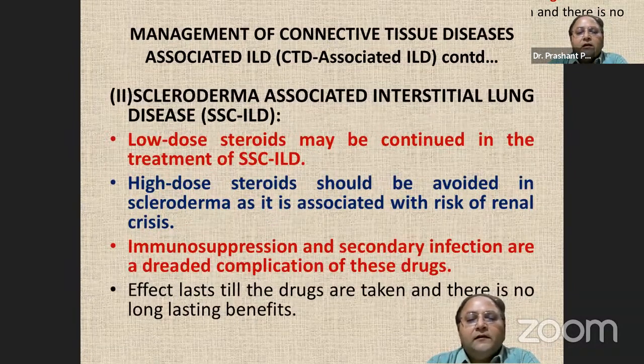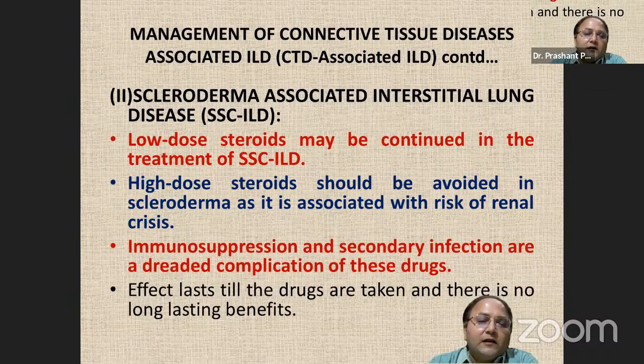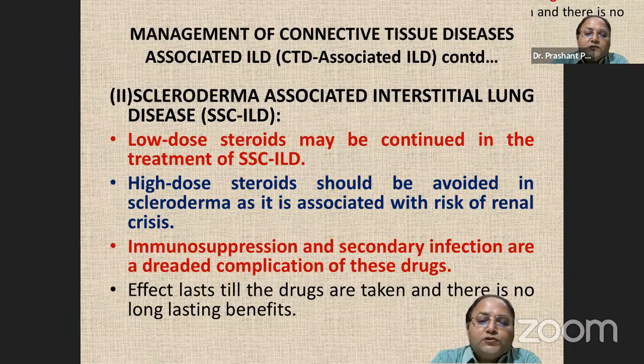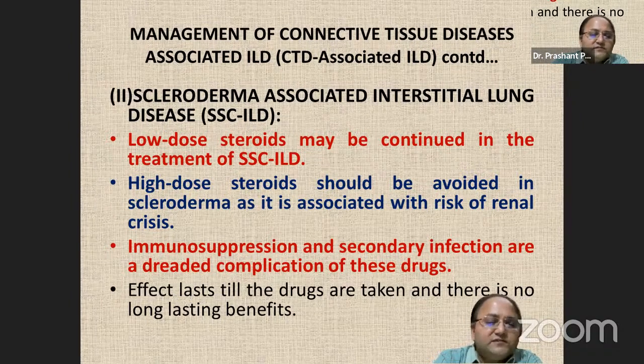Scleroderma-associated ILD. Low-dose steroids may be continued in the treatment of scleroderma-associated ILD. High-dose steroids should be avoided. It has been associated with the risk of renal crisis. Immunosuppression and secondary infection are dreaded complications of these drugs.